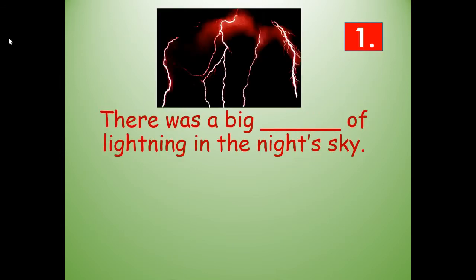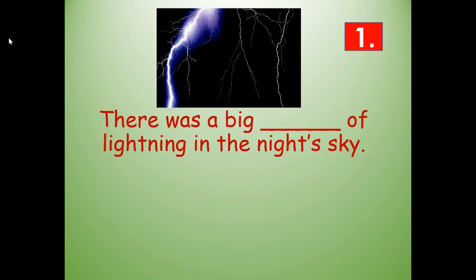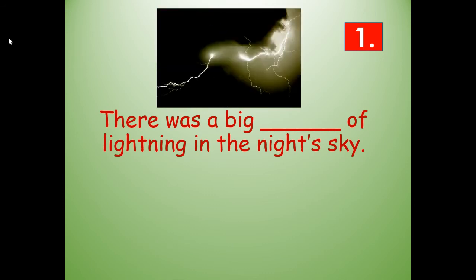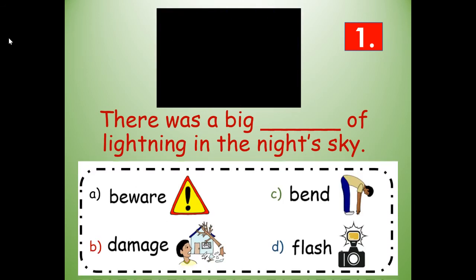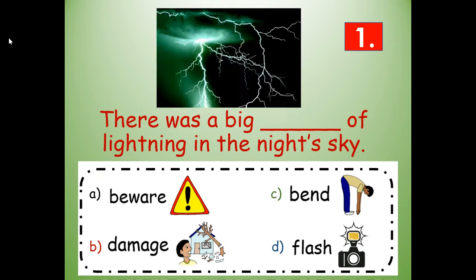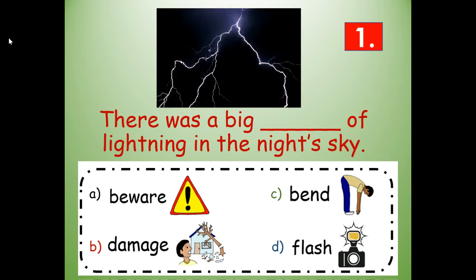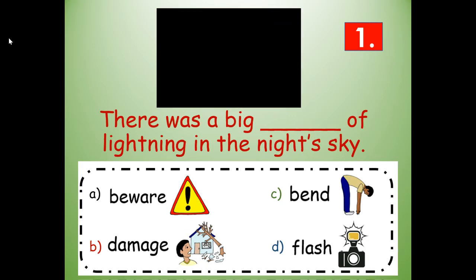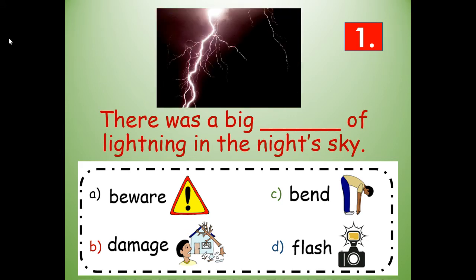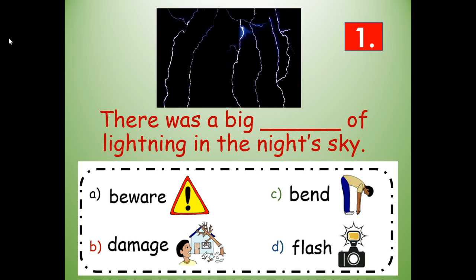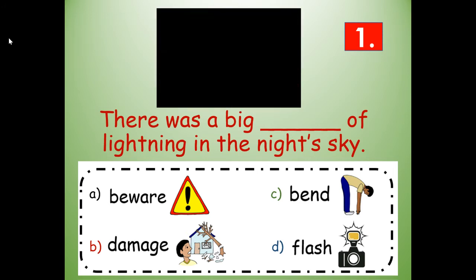All right, now we're going to start writing our words. Number 1, there was a big blank of lightning in the night sky. Would it be there was a big beware of lightning? Or there was a big damage of lightning? There was a big bend of lightning? Or there was a big flash of lightning?